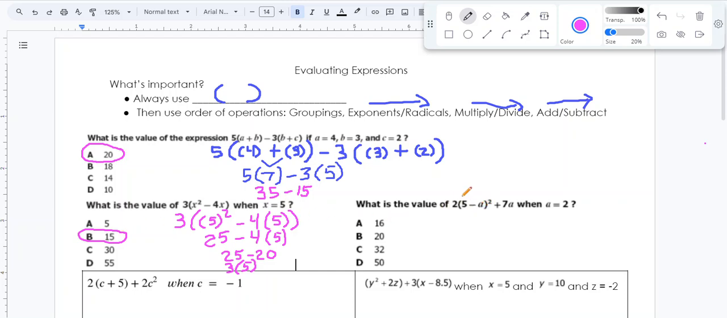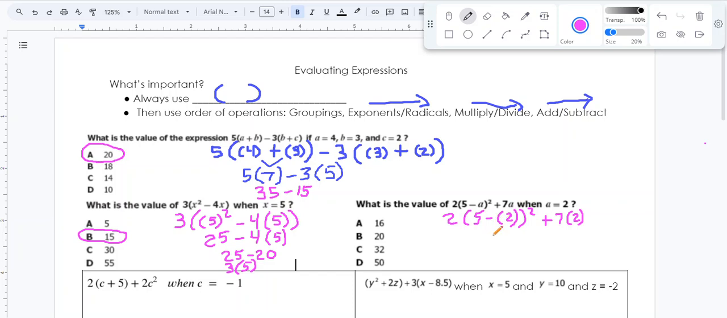What is the value of 2 parentheses 5 minus a close parentheses squared plus 7a? All right, so let's plug it in. So I'm going to rewrite it. 2 parentheses 5 minus a. All right, a equals 2. So I'm going to plug in 2, and I want to substitute with parentheses, and then squared, and then plus 7 times 2.